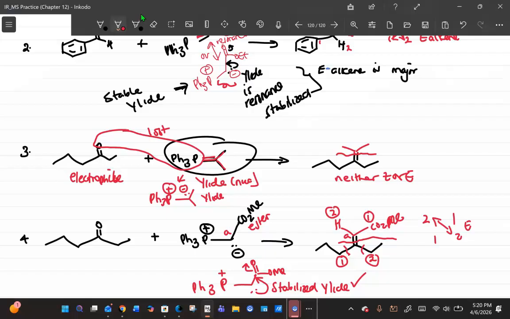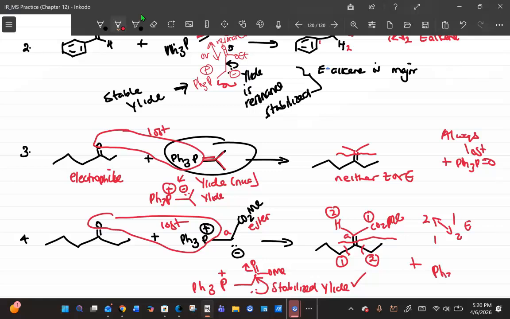We're about to do the mechanism to show you how we are always losing this part. So both of them have that part lost. Always lost. This one, remember, it was unstabilized. It's very important to know. Note whether it's stabilized or unstabilized. Very important because that dictates your outcome. And that's how you're going to get caught if you don't pay attention.